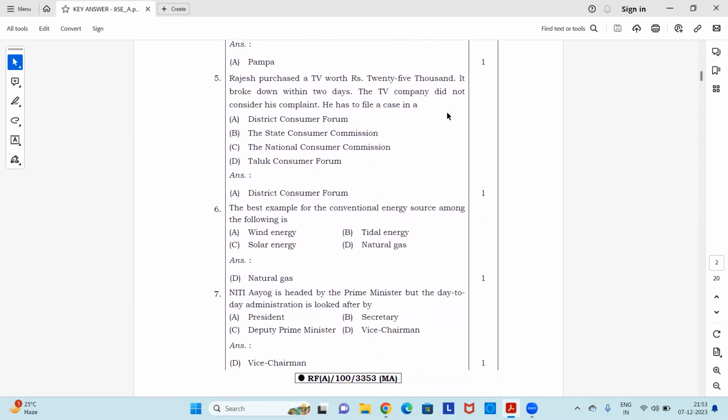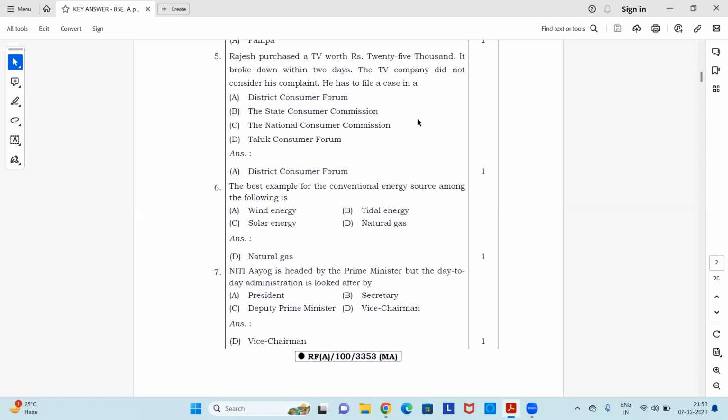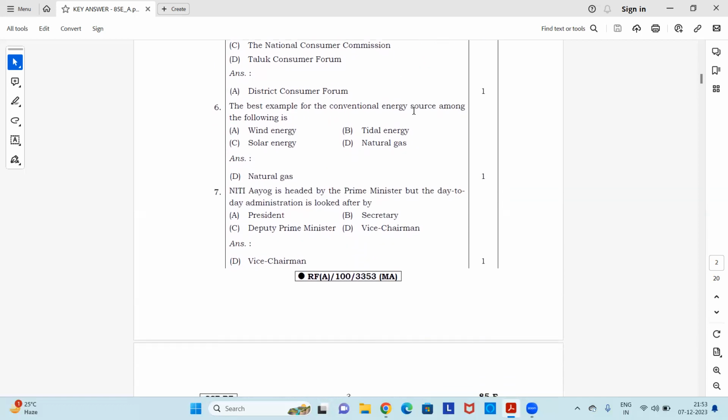Fifth question. Rajesh purchased a TV worth rupees 25,000. It broke down within 2 days. The TV company did not consider his complaint. He has to file a case in a dash. Again, 4 options are there and the right option is option A, District Consumer Forum. Okay, next. The best example for the conventional energy source among the following is: the answer is option D, natural gas.